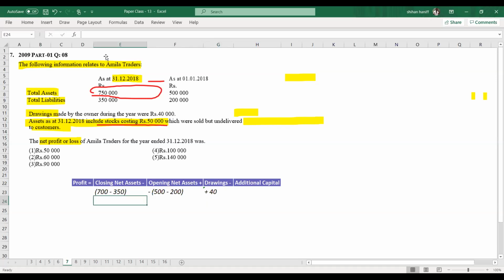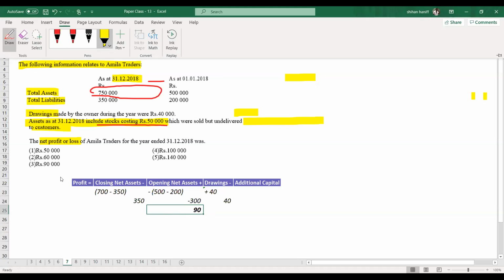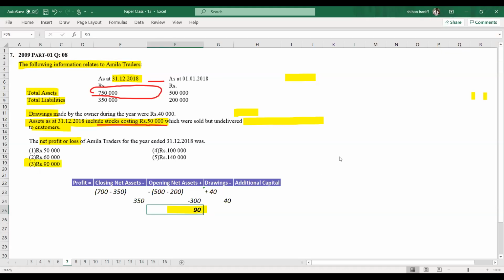So 700 minus 350 is 350. 300 plus 40. It's 90,000. Answer is number 3. 90,000.